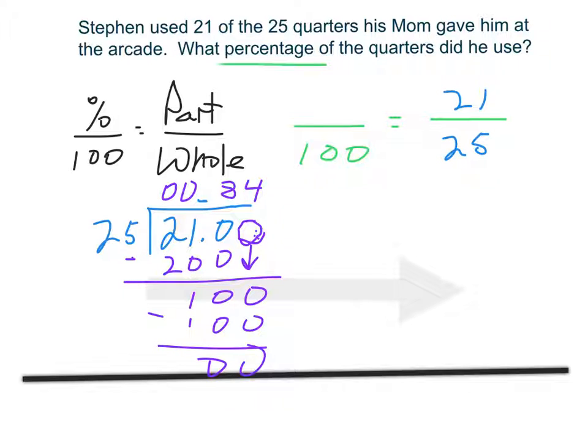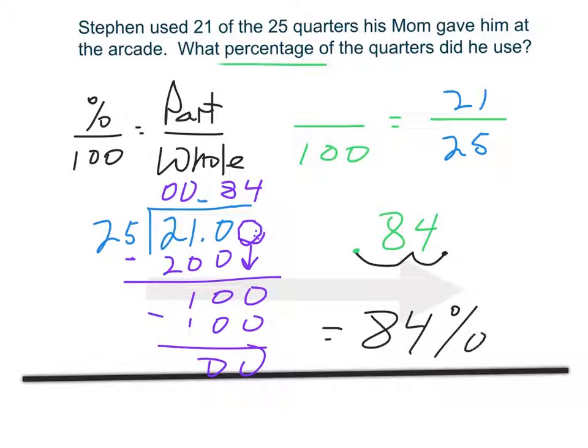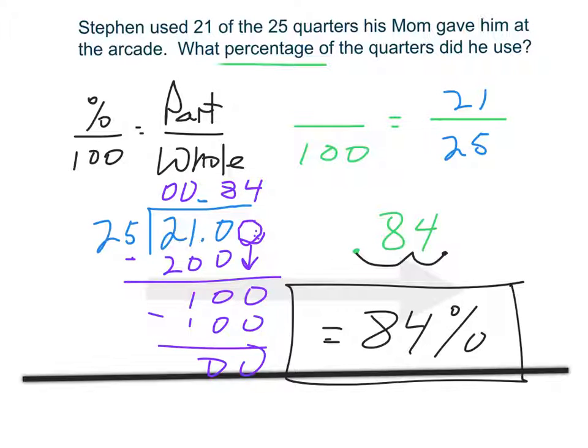So right now, it looks like we have an answer of 84 hundredths. But we remember step 2, we need to turn it into a percent, which means the decimal moves 2 places over, and this equals 84%. So Stephen used 21 out of those 25 quarters. That was 84% of those quarters. So that's using the part and the whole to solve for the percent.